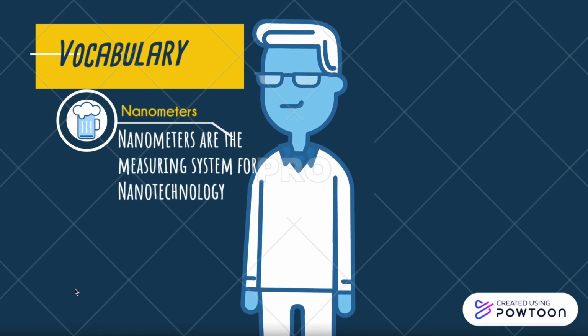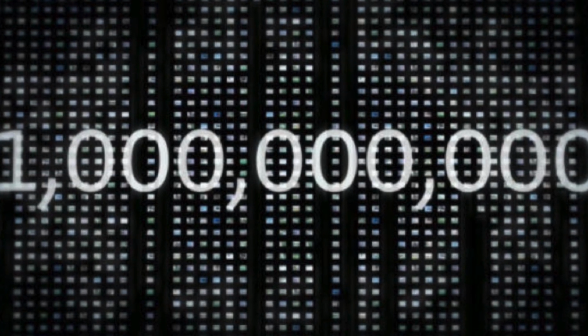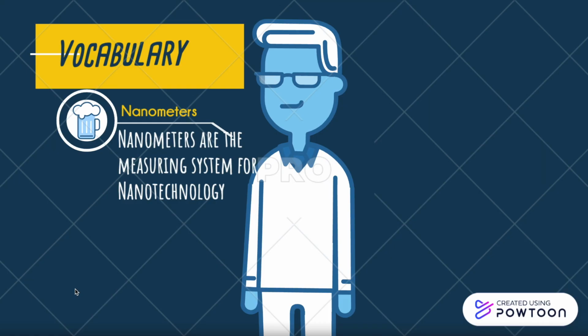So the first word on our vocabulary is nanometers, and nanometers are the measuring system for nanotechnology. You're going to hear me say this a lot because this is how we are going to keep track and measure nanotechnology. And to keep in mind, here's a fun fact: 1 nanometer is 1 billionth of a meter. This means this is crazy small.